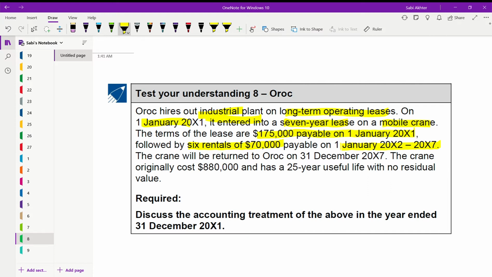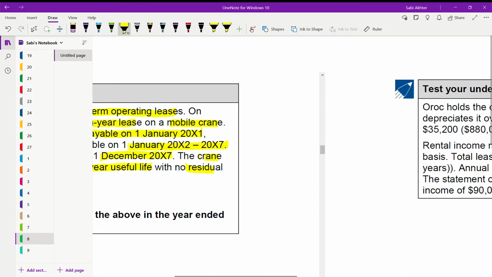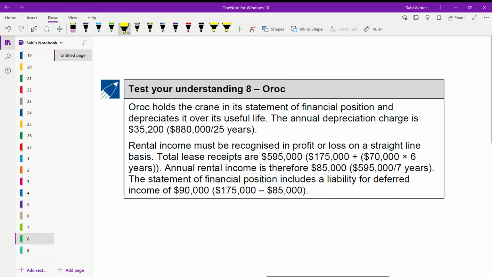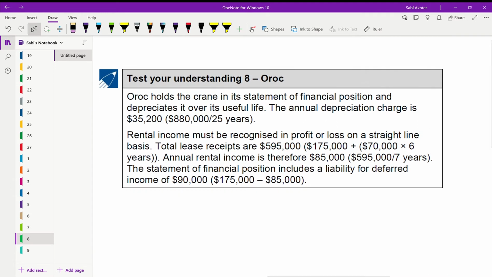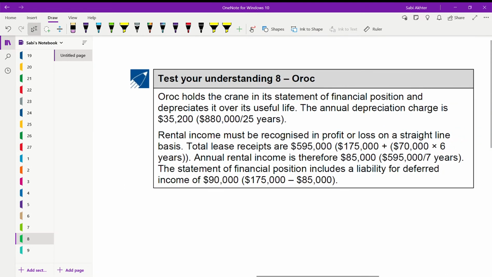The crane will be returned to OROC on 31st December 2007. The crane originally cost 880,000 with a 25-year life and no residual value. Discuss the accounting treatment of the crane in the year ended 31st December 2001. Interesting question. It looks like a big question for 7 years, but the answer is very, very small.